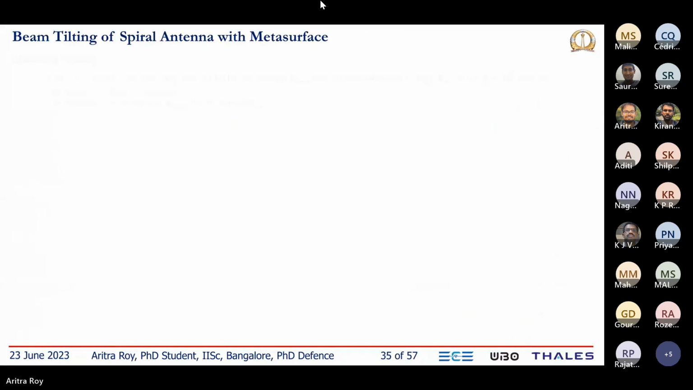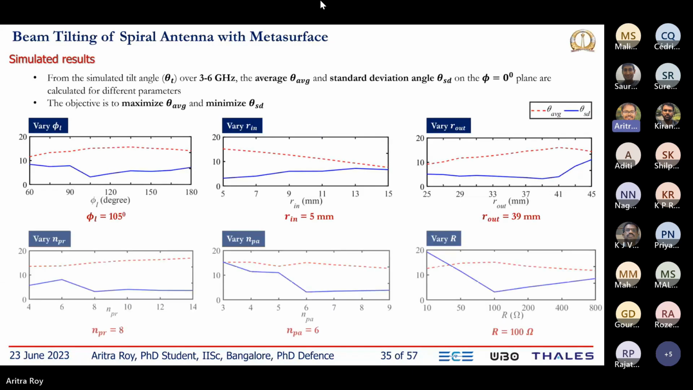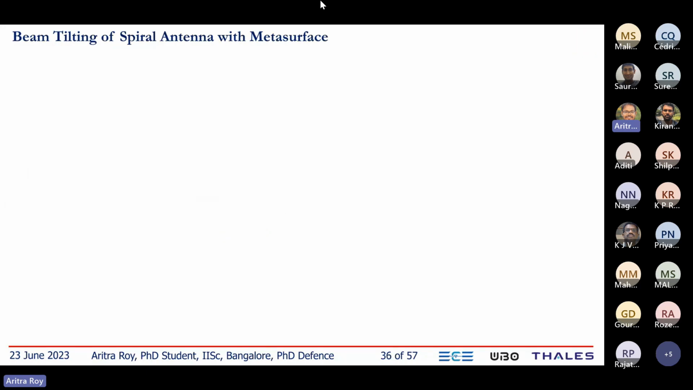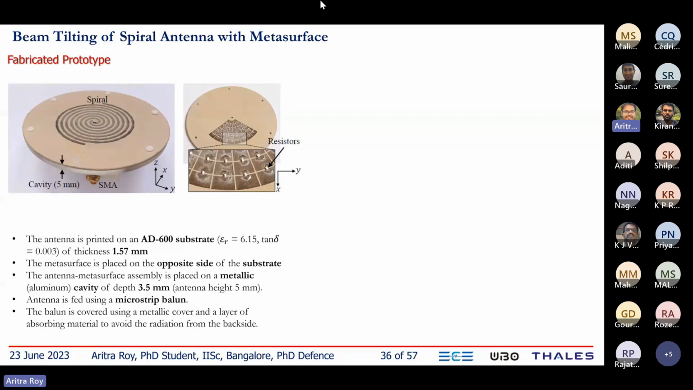After that, we tried to optimize the geometry by varying the angular length, inner radius, outer radius, number of patches, and the resistor value. Optimizing the geometry means we selected those parameters for which theta average, the average tilt angle, was high, but theta SD was low. For those cases, we selected these parameters and fabricated this geometry. As you can see, the metasurface is printed below the antenna substrate, and a cavity depth of only 5 mm is used.